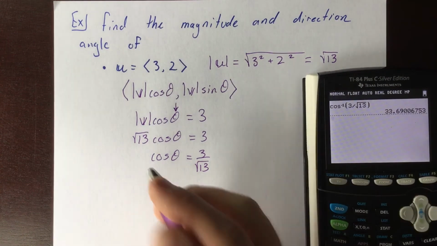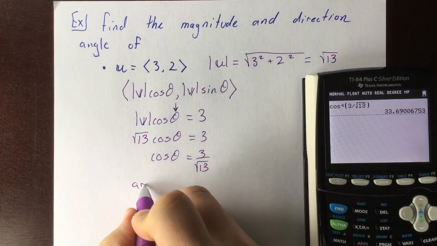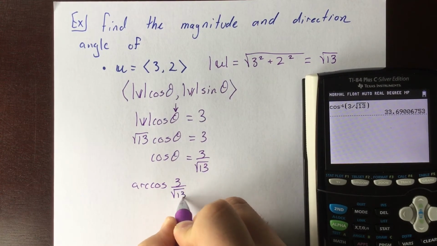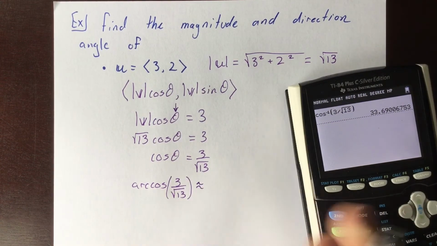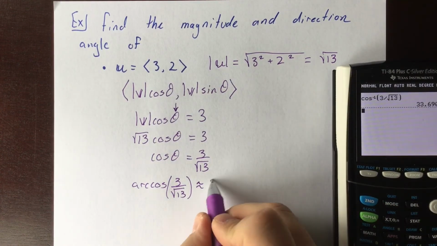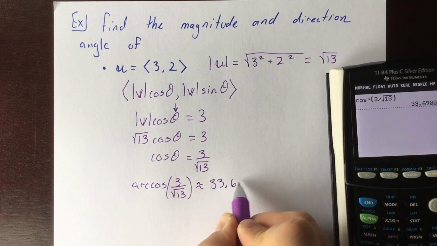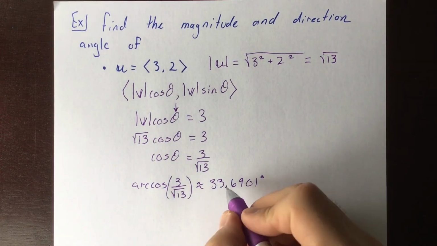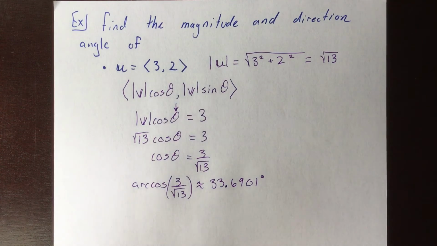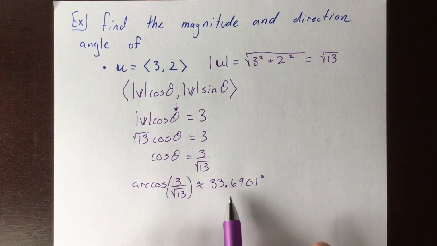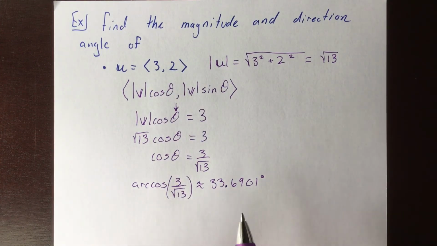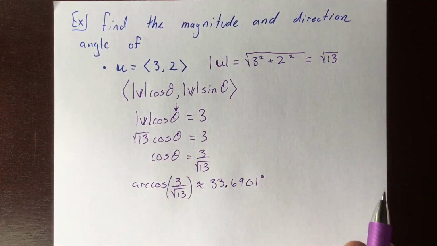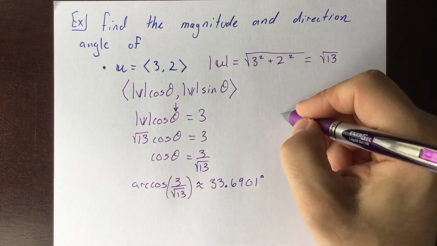33.6901. So theta, where cosine theta is 3 over root 13, is approximately, as I said, 33.6901 degrees. And we have to pay attention here. Is this angle appropriate for our vector? Okay, so let's think about what our vector looks like real quick.